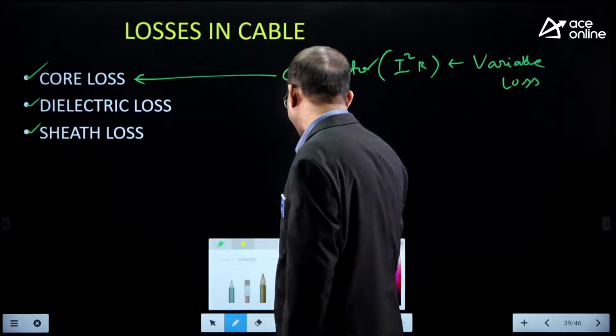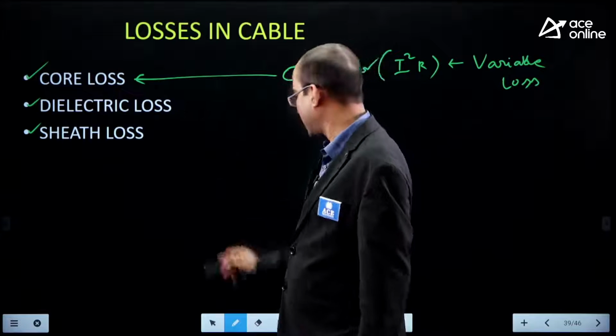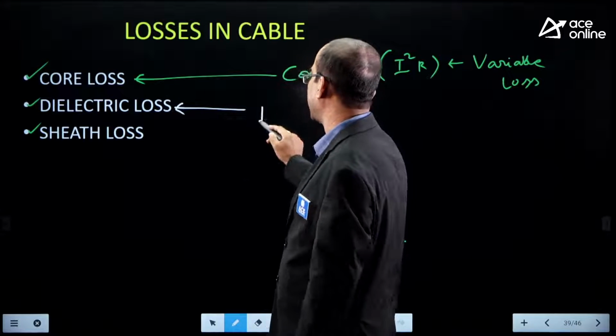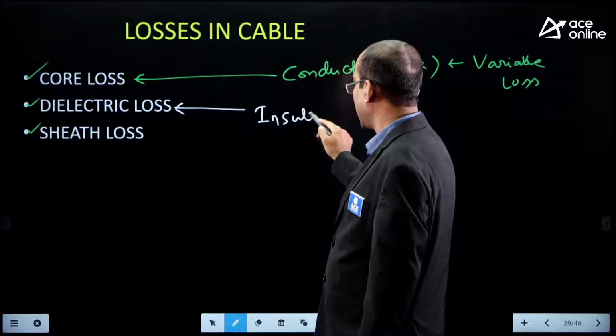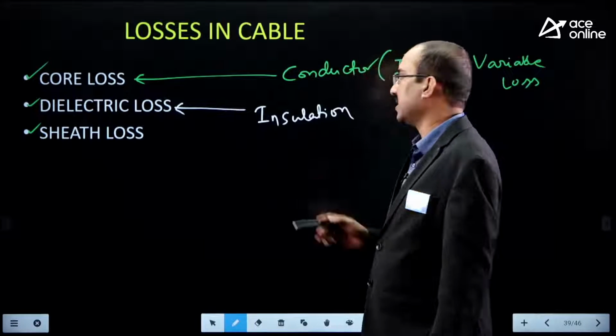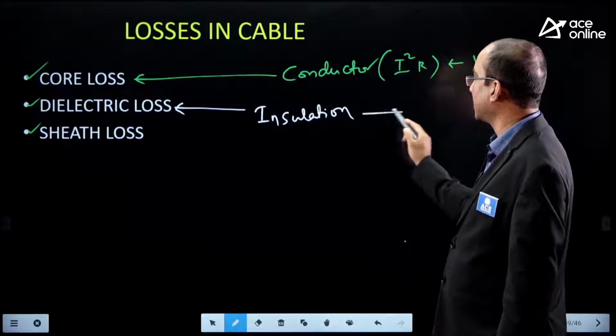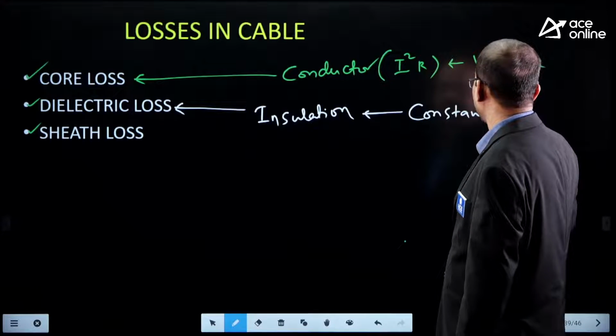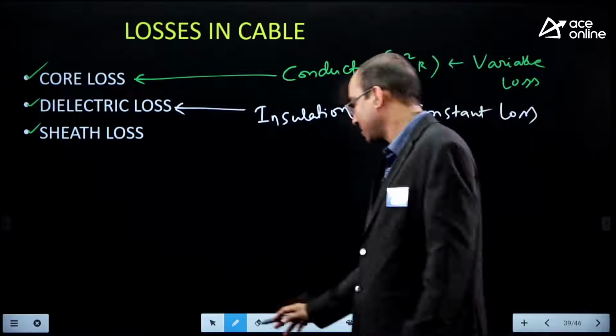Now coming to dielectric loss. Dielectric loss takes place where? In the insulation. In the insulation material, the dielectric loss takes place. This is a constant loss. Dielectric loss is a constant loss.